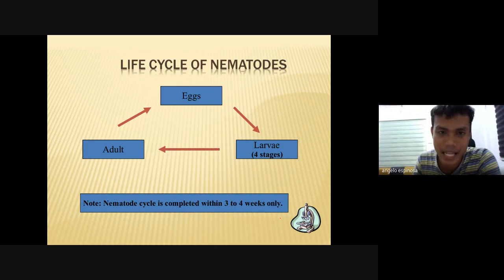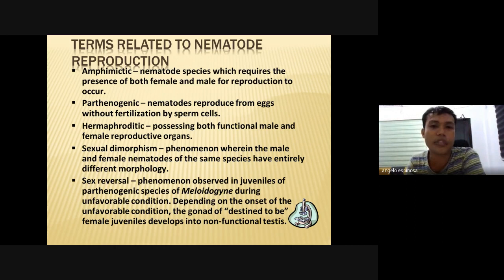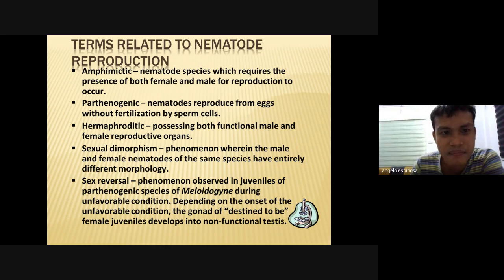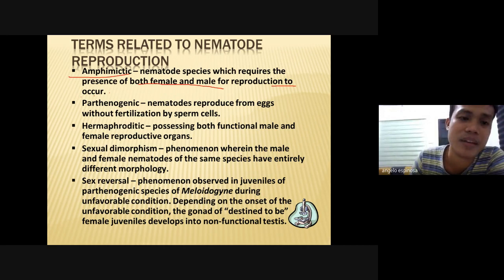Okay, so what are the terms related to nematode reproduction? So this one, amphimictic. Alam niyo naman siguro ang ibig sabihin nito: nematode species which requires the presence of both female and male for reproduction to occur. Kailangan may presence ng male at saka female para mag-reproduce. We have parthenogenic, parang the word din is parthenocarpy, no?